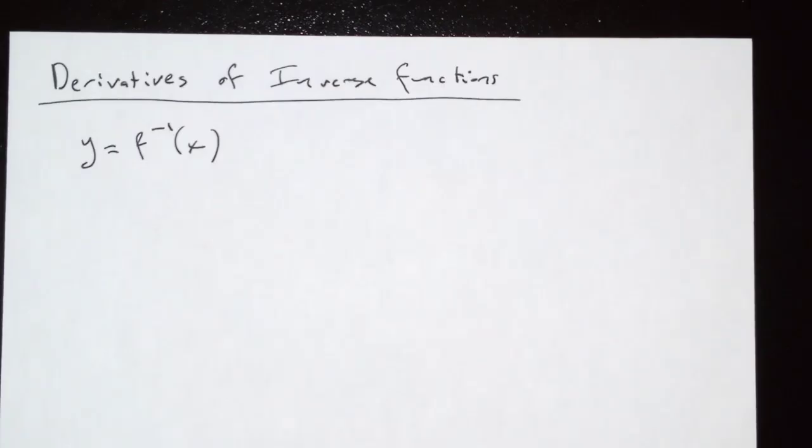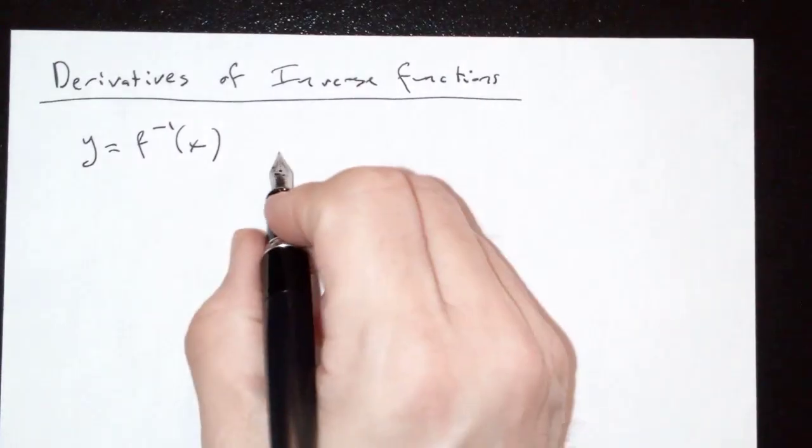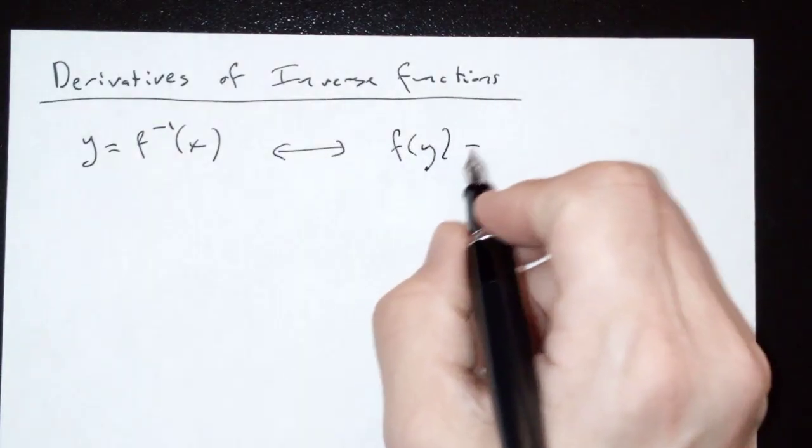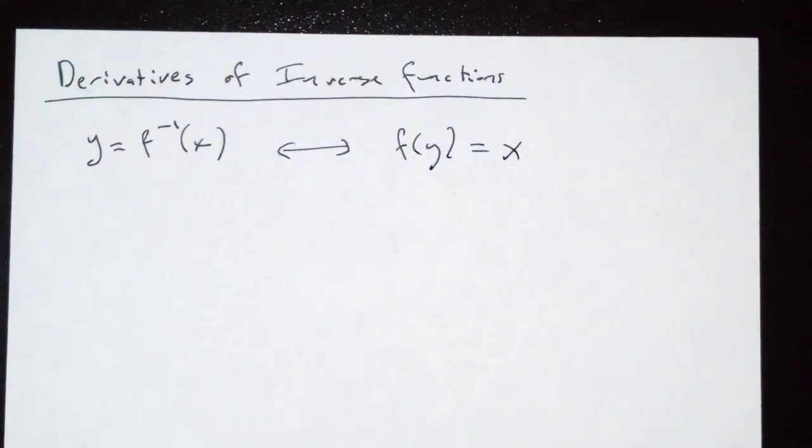If I say that I have an inverse function, like there's an inverse for x squared, what's the inverse? What undoes x squared? A square root of x. So when I write something like this, it's really the same as saying that I can write x as f of y.